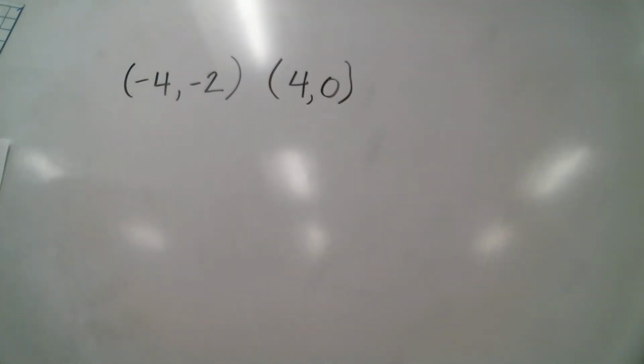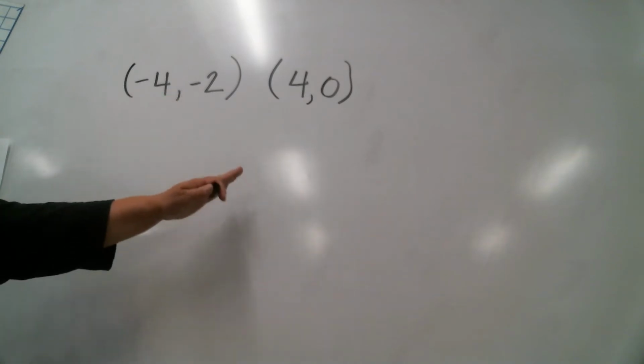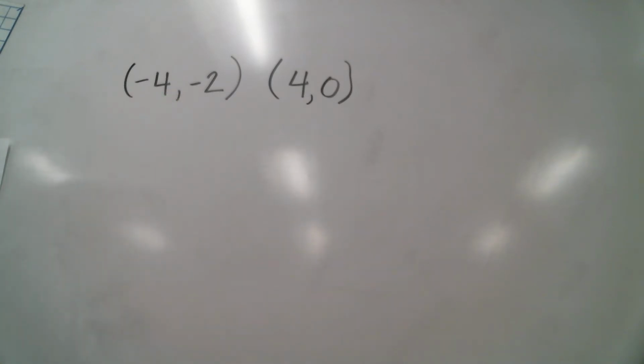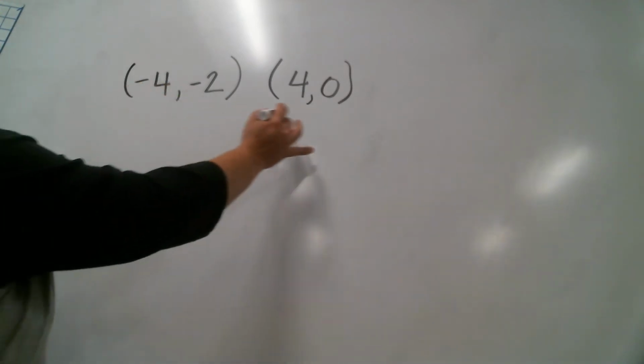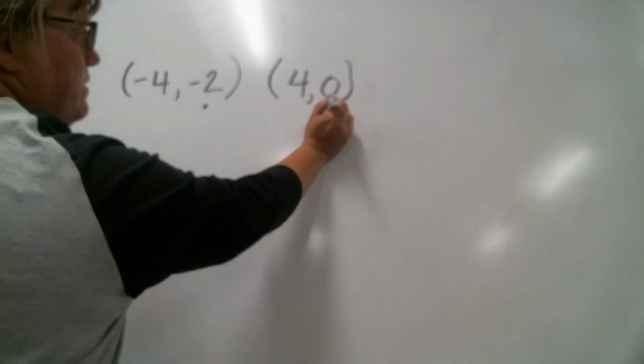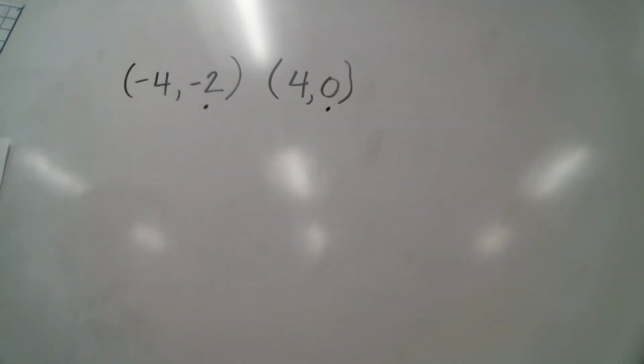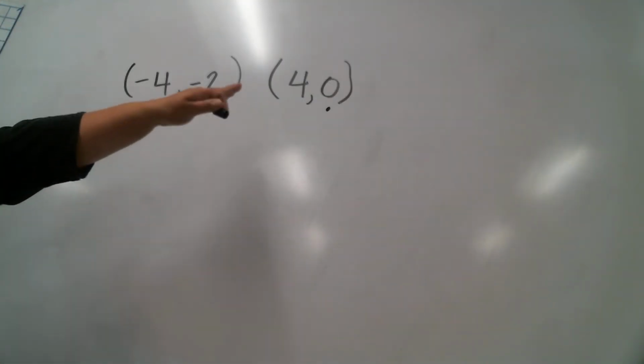And remember, when you see a problem that asks you to write an equation for a line that passes through 2 points, that's your clue that you're going to use point-slope formula. And for point-slope formula, you need a point and you need a slope. So the first thing we're going to do is find the slope by doing change in y over change in x. So change in y, the y's are going from -2 to 0.